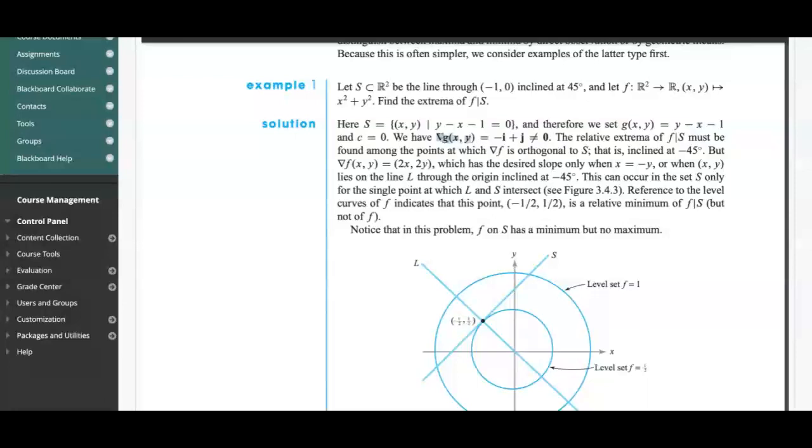So gradient g is -1, 1. Then we calculate the gradient f. Well, gradient f is just 2x, 2y. Right, now we have a system of 3 equations. If you want, you can list partial f, partial x, which is 2x, equals lambda multiplied by partial g, partial x, which is -1.